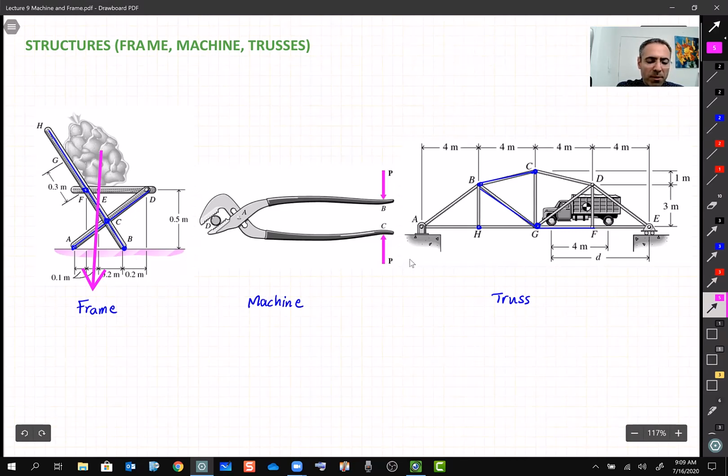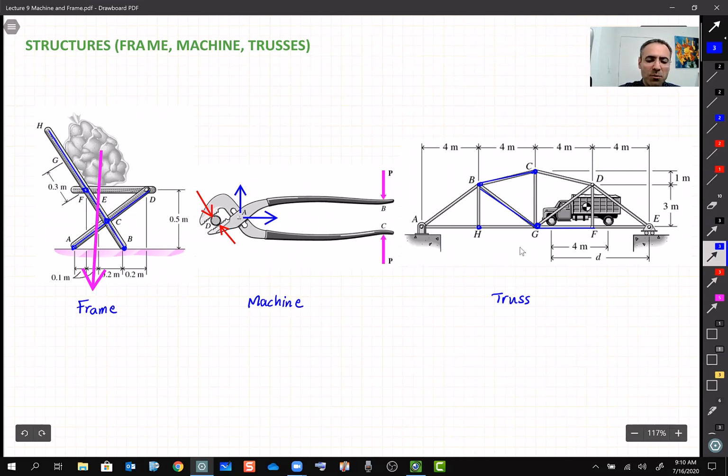In a machine, it's the same. We want to know, when we apply this load P, how much force is going to be applied to this part D. And sometimes we may also be interested in designing the pin here, pin A. So we need to know the reaction at this pin. If this is pin A, we want to know how much force these external loads exert on it, so we can design a pin not to fail.